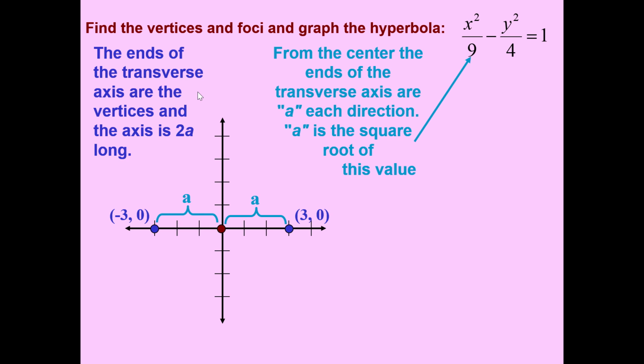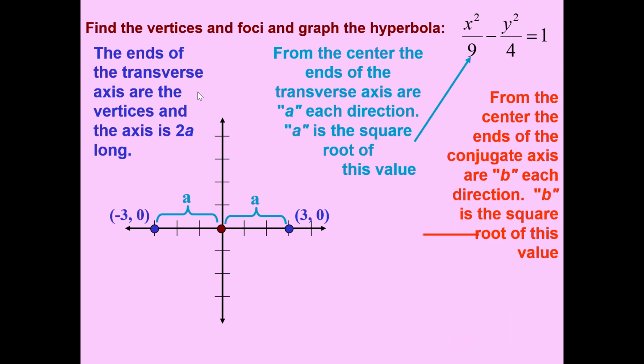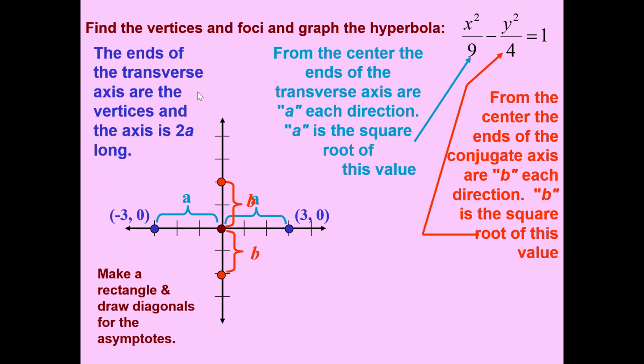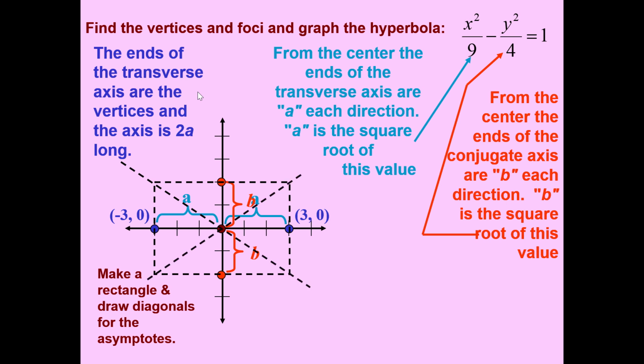And the vertices are also points on the hyperbola. From the center in the b direction, the square root of 4 is 2, so up and down 2. So we can draw a rectangle now and draw the diagonals for the asymptotes. There are the asymptotes there. And we know where the vertices are.